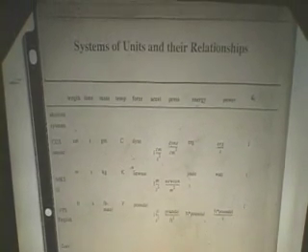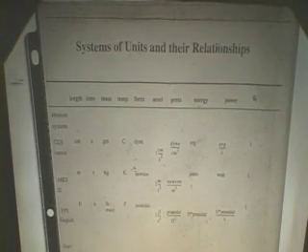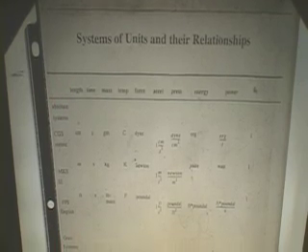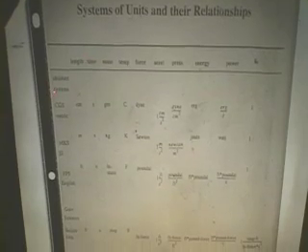So it's really, I think, interesting to try to understand how the English or the American engineering system has come about and why we have the units we have. There are two kinds of systems: the absolute system and the gravitational system. So let me take the absolute system first.